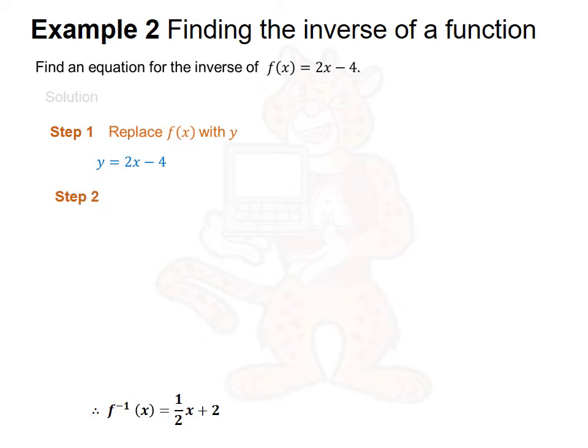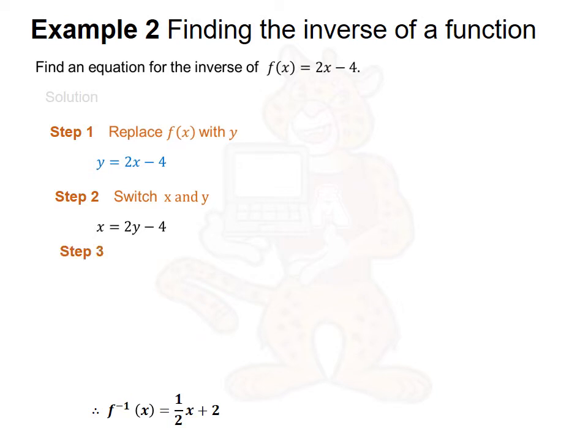Step 2, we're going to make a switch. Remember that when we defined the inverse of a set of ordered pairs, what we did was switch x and y. It's exactly the same thing that we're going to do here. We're going to switch the x and the y variables in the equation y equals 2x minus 4. Once we do that, the equation becomes x equals 2y minus 4.